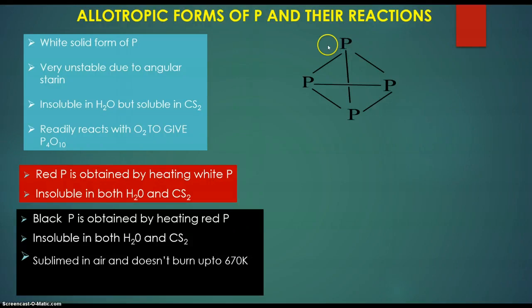As you can see over here, the structure is tetrahedral, where 4 phosphorus atoms are connected with covalent bonds, and the angle is much less than the expected angle of a tetrahedral structure. In a regular tetrahedral structure, the angle is 109 degrees 28 minutes, but here the angle is very much less than 109 degrees, and due to this angular strain, white phosphorus is very reactive in comparison to the other allotropic forms of phosphorus. Secondly, it is very unstable due to angular strain.